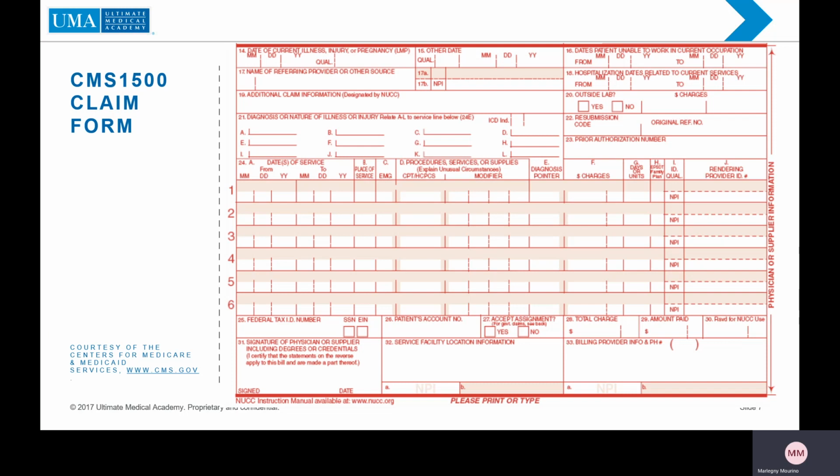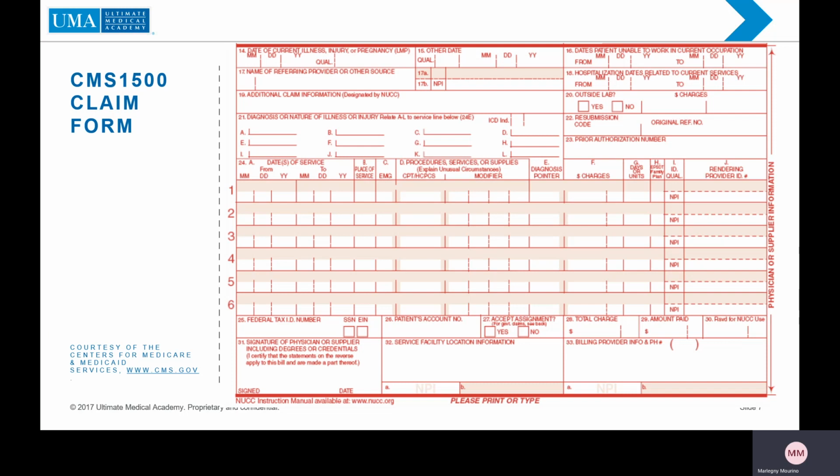So in 24A, you're going to enter your date of service. 24A, you have from and to dates. 24B, we need to enter the place of service. So we're going to enter the code for our location. Is it office, outpatient, inpatient hospital, outpatient hospital, or FQHC? Where are these services happening? 24C says EMG, that stands for emergency. So you're going to enter Y for yes if emergency service, or leave blank for no.